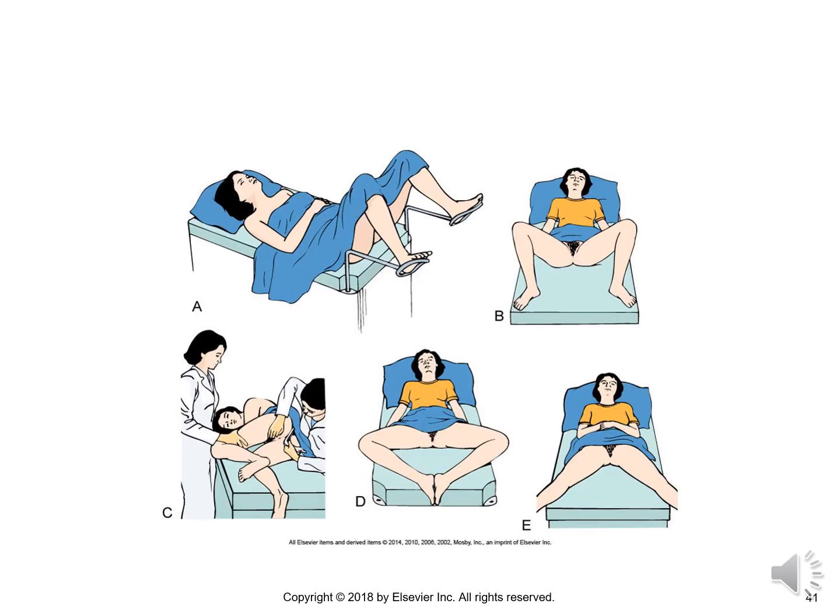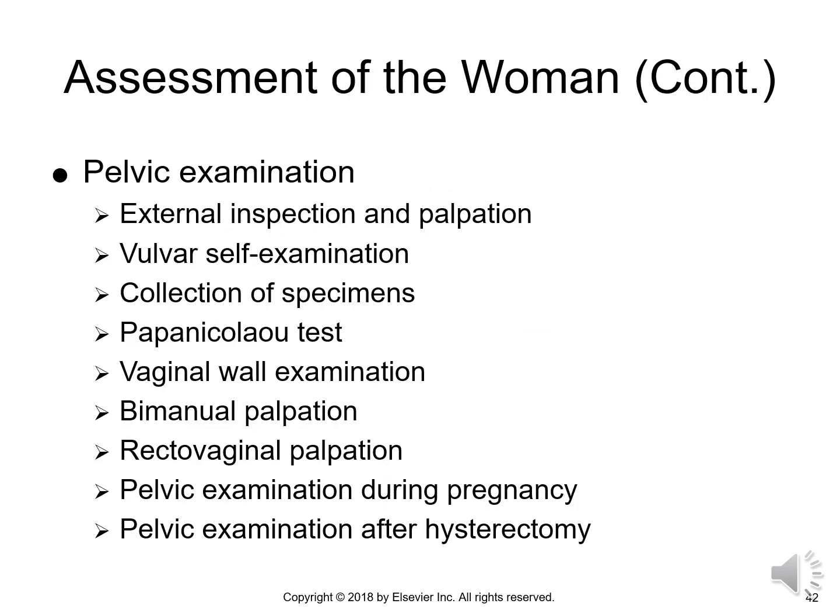This slide depicts different positions we may have to resort to put a patient in to do a pelvic examination. Some disabled or obese patients may not be able to get into the recumbent lithotomy position for a speculum exam or pelvic exam. The pelvic examination starts with an external inspection and palpation. The practitioner will inspect the inner thighs and all of the vulvar area.